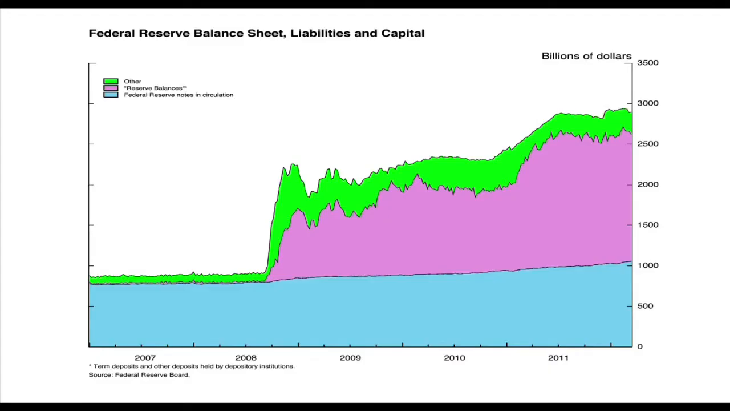The light blue line is basically flat. The amount of currency in circulation has not been affected by these activities. What has been affected is the purple area. Those are reserve balances. Those are the accounts that banks, commercial banks, hold with the Fed, and they're assets of the banking system and they're liabilities of the Fed, and that's basically how we pay for those securities.